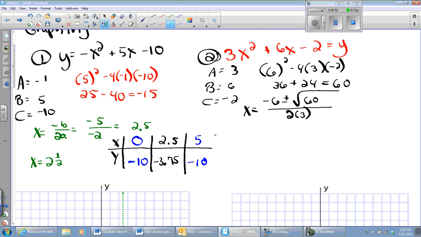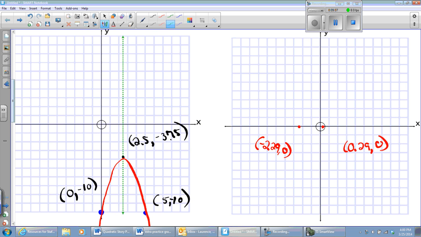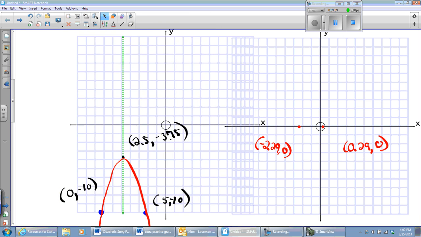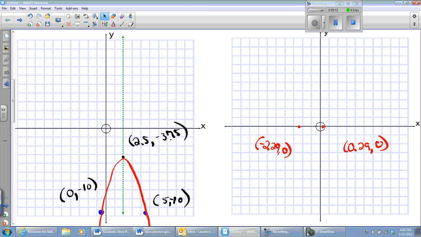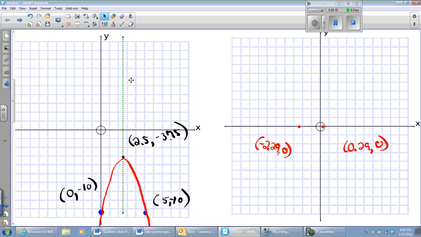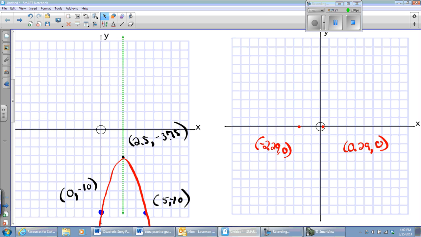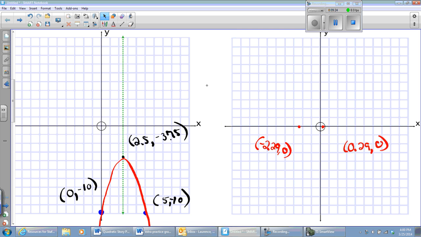Well, the axis of symmetry is going to be x equals negative b over 2a, and the vertex will lie on the axis of symmetry. So we're going to get negative 6 over positive 6, which will be negative 1. And so my axis of symmetry in this problem is negative 1. And it does look like it's smack in the middle of those 2 points, doesn't it?